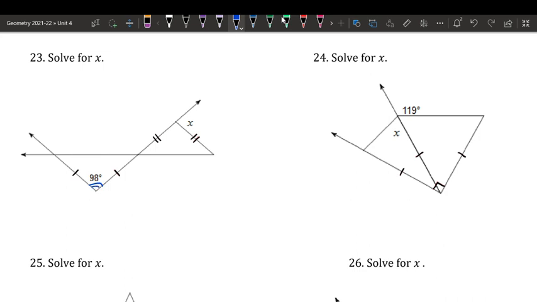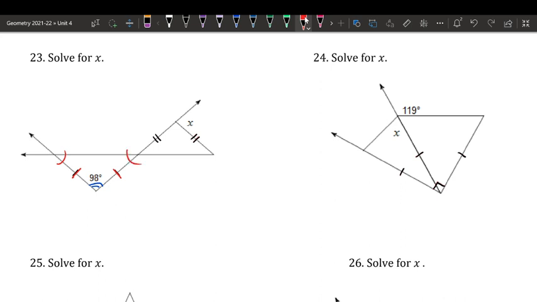And I see this is an isosceles triangle. This side matches this side. And the angles that are across from those sides are also going to be congruent. Two like sides means two like angles. So I know that this angle is going to be the same as this angle.